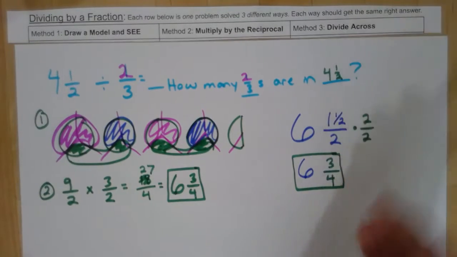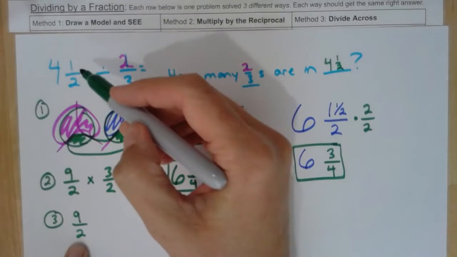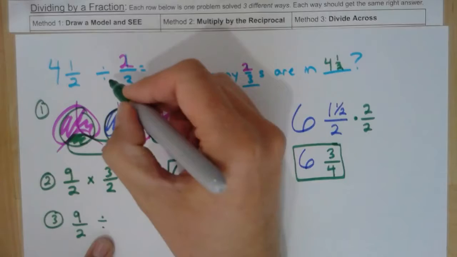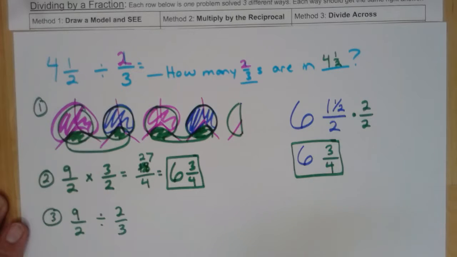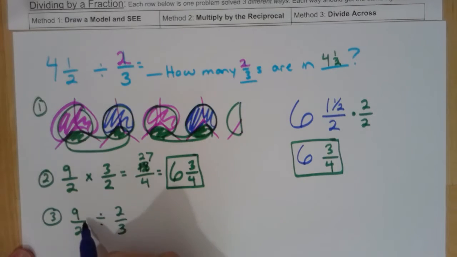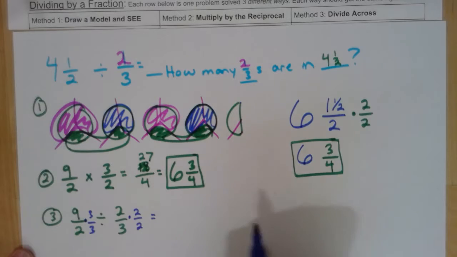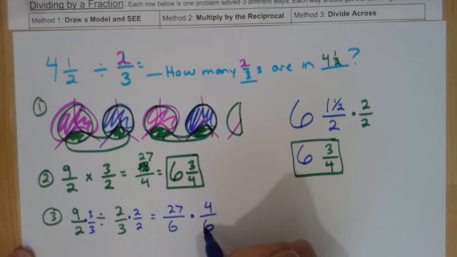Lastly, let's try method number 3, which is dividing across. We'll do 9/2, which is this first number here, divided by 2/3. So we're kind of asking ourselves how many 2/3 are in 9/2. But for this method, it's a lot nicer to rewrite it with common denominators. We really like having common denominators. So let's multiply that by 3/3 and this by 2/2 because our least common multiple is 6. So we're going to get that as our common denominator. And here we'll have 27/6. And here we'll have 4/6.